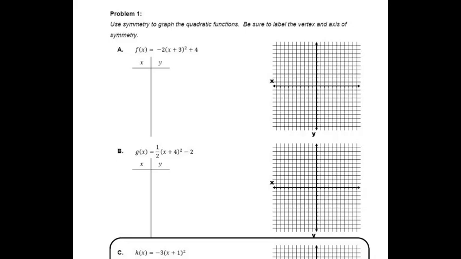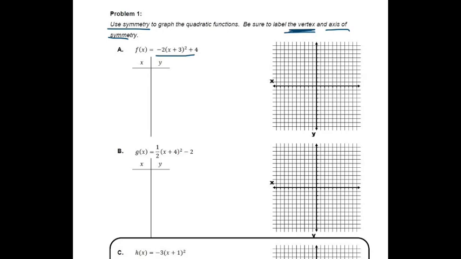Alright, chapter 3.2, problem 1. It says use symmetry to graph the quadratic function, which we'll talk about in just a second, and be sure to label the vertex and axis of symmetry. Okay? Now, the first thing you'll notice, these are in vertex form, which is great because vertex form essentially gives us the vertex.